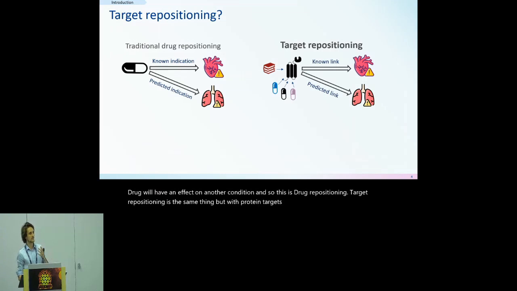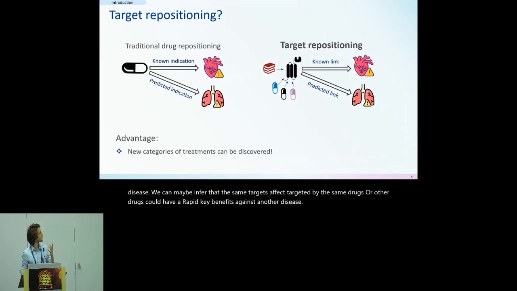So if you have a protein that you know is highly involved in a disease, or targeting it will have therapeutic effects against this disease, we can maybe infer that the same targets targeted by the same drugs or other drugs could have therapeutic benefits against another disease. And so the main advantage of target repositioning is that by discovering new protein targets, we might attack different pathways and therefore combat resistances within the disease.